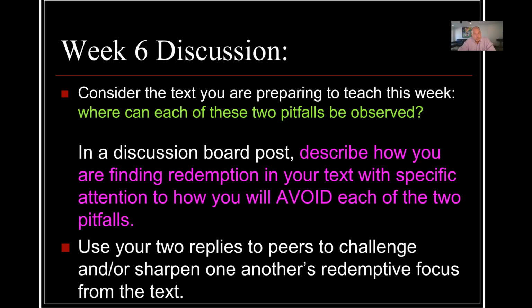So we have 1 paper that's an expanded 3 different outlines, 1 paper that has content and then applications, 3 for the church, 3 for you, and then finally a discussion post that takes the same passage and looks at it a little bit differently by describing how you find redemption in your text with specific attention to how you will avoid each of these 2 pitfalls. I think the key to this discussion post is historical context. Are you looking at the passage as it was intended to be viewed historically, and not jumping immediately to the New Testament view of these passages?